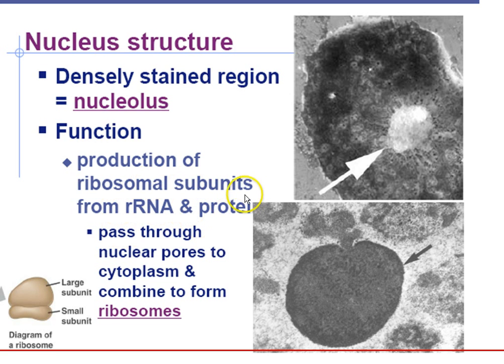And these are the two parts that make up a ribosome. So make sure that you know that the nucleolus makes the two parts that make up a ribosome. And there's a large subunit and a small subunit that's made in the nucleolus. That also will, of course, have to pass through that nuclear membrane.